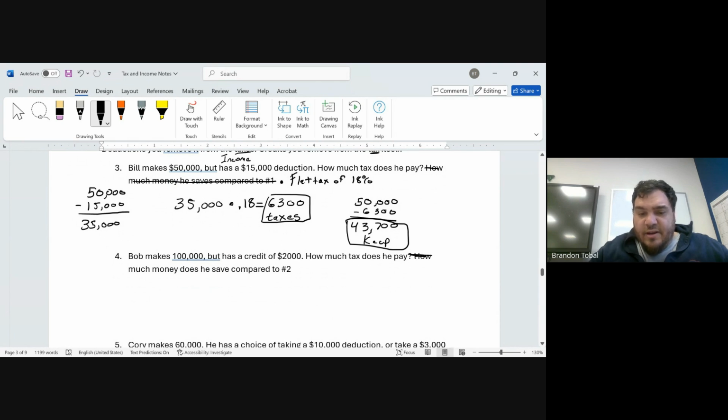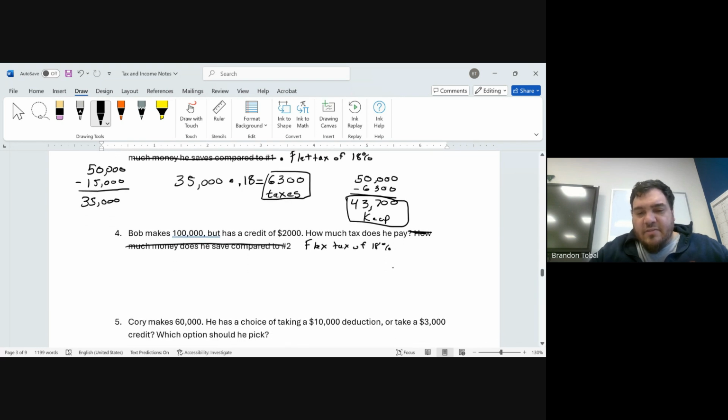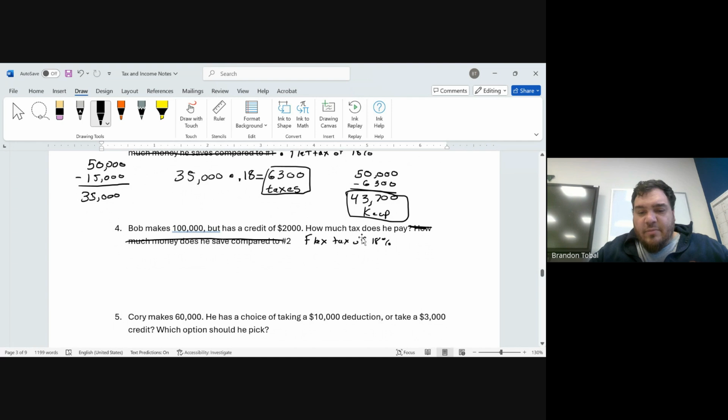So for this one, again, I'm not going to compare. Let's just do a flat tax rate. Let's do a flat tax of 18%. Bob makes $100,000, but has a credit of $2,000. How much does he pay in taxes if the flat tax rate is 18%?